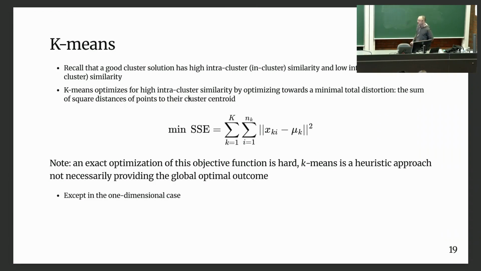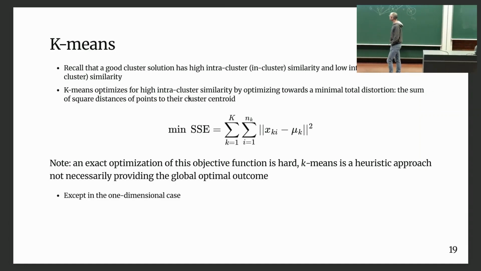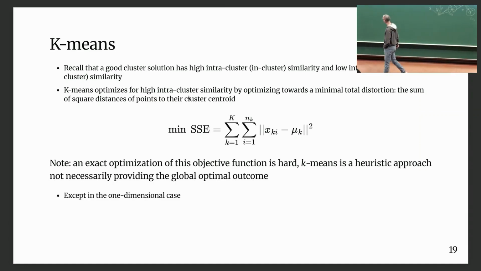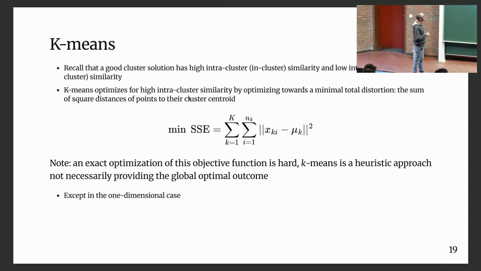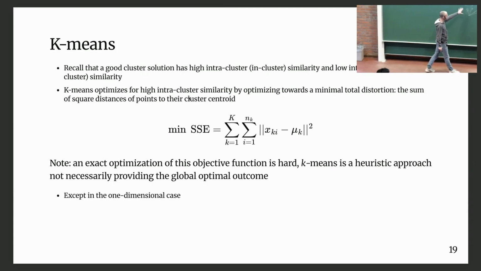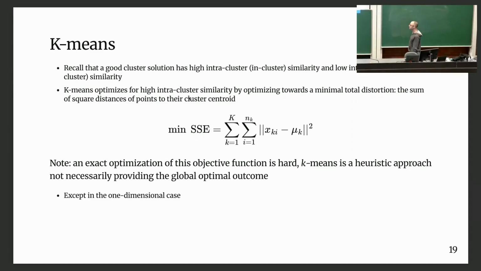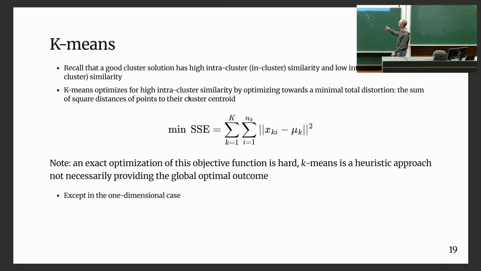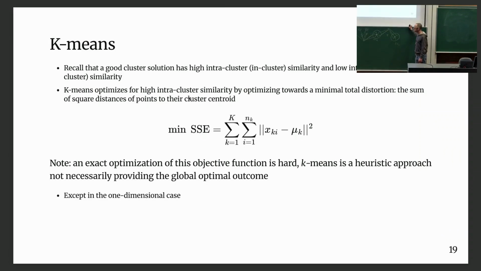What k-means ends up doing is something very similar to what we just saw: by moving these centroids around and calculating assignments, it is basically trying to optimize for a high intra-cluster similarity by optimizing towards a minimal total distortion. So again, it's trying to minimize the SSEs for the clusters that it's positioning, right? For k going from 1 to the number of clusters, and then for every instance, based on the distance between that instance and the cluster centroid, which is this mu over there, you square that, and basically k-means is trying to optimize for this.